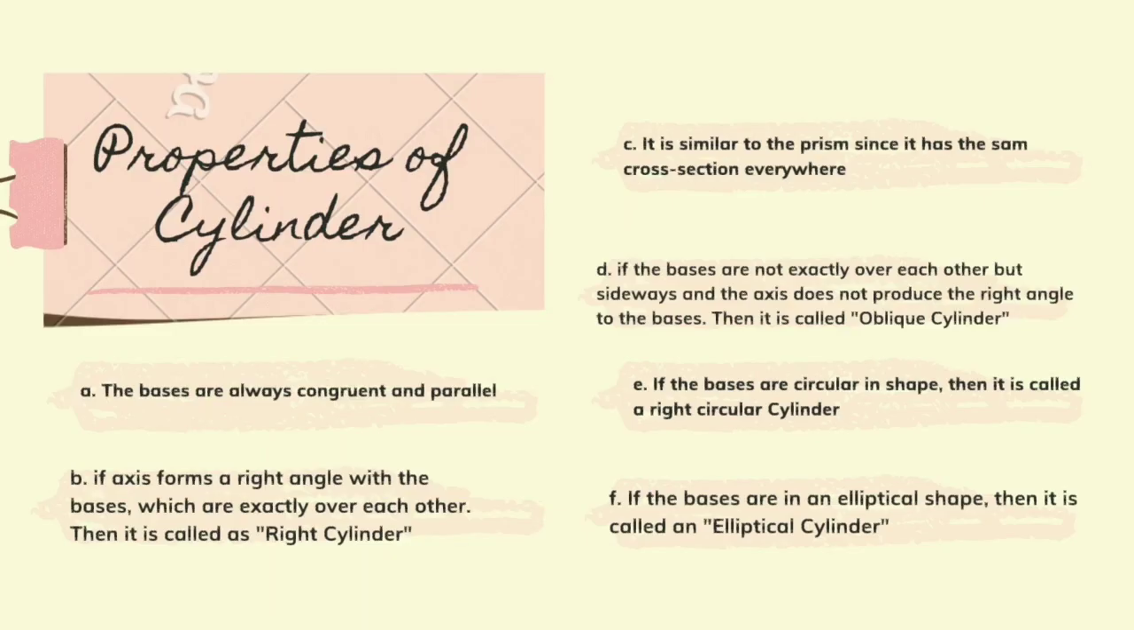Three, about properties of cylinder. A. The bases are always congruent and parallel. B. If the axis forms a right angle with the base, and the bases are exactly over each other, then it's called a straight cylinder. C. It's similar to a prism since it has the same cross-section everywhere.